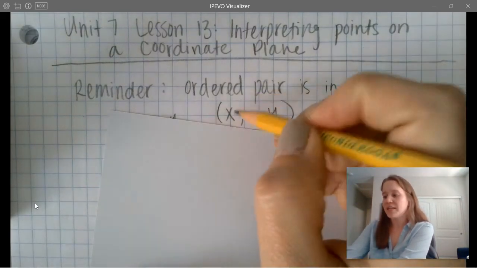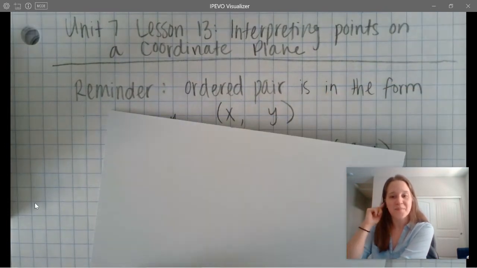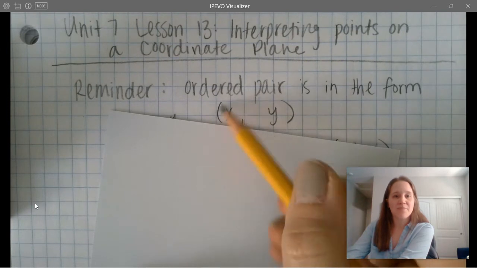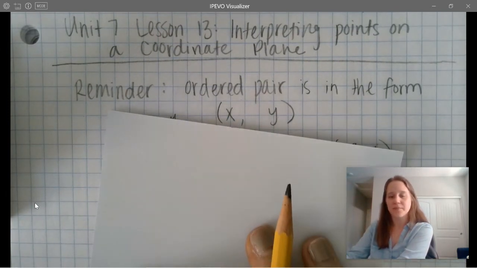One important thing to note is that the x value always comes first. So when I'm plotting points, I'm thinking that the first number listed is where it falls on that x-axis.